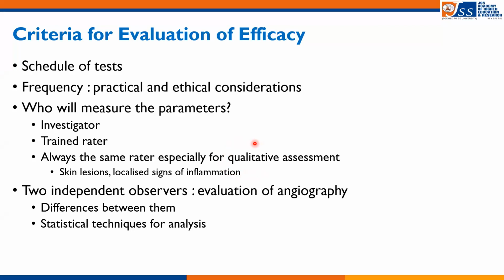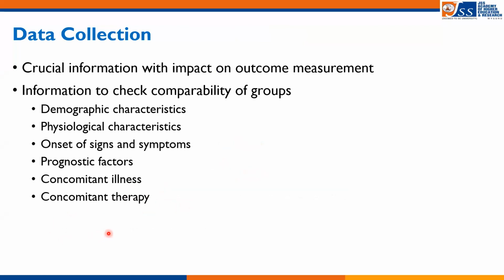Generally, if there are any issues, we will have 2 independent observers who will evaluate the same report and see whether they have any differences between them. If there is any difference, we apply certain statistical techniques for analysis. So data collection, again, collection of the data for a particular activity across the demography is a very important measurement. This will be helpful for checking the comparability between the groups.